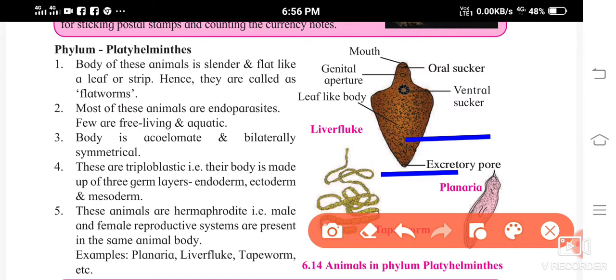So most of the animals are endoparasites, but a few are free living, means they are not dependent on any other host, and some are aquatic also, they live in the water. Now the body is acoelomate and bilaterally symmetrical. So how is the body? It is acoelomate, and how is the symmetry? Bilaterally symmetrical.